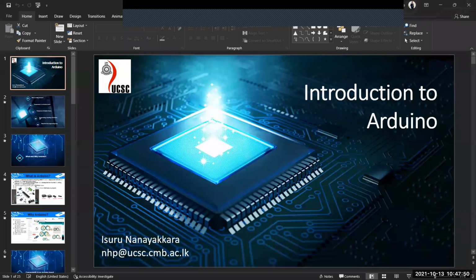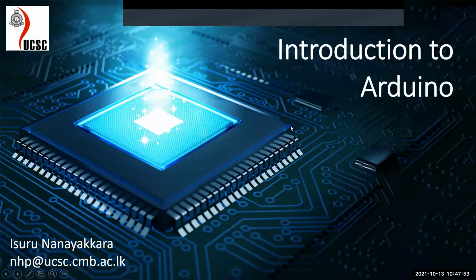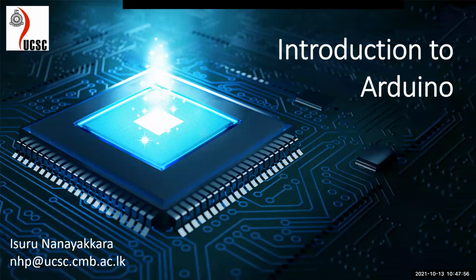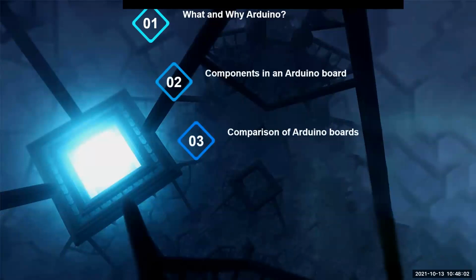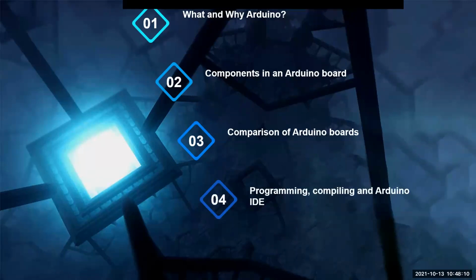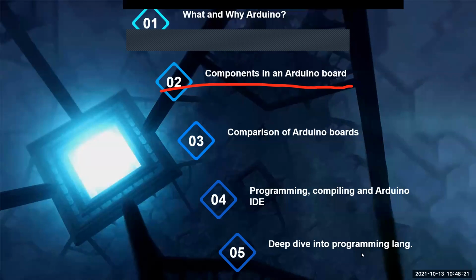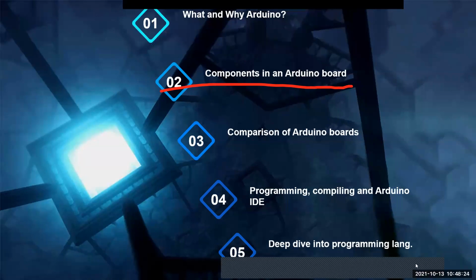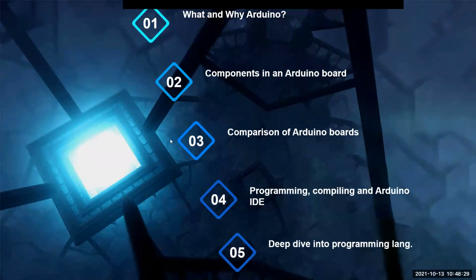So now we're going to discuss Arduinos, right? So what is this? The roadmap will look like this. First we discuss what Arduino is and why we need it, then some components of the Arduino board, then the comparison, how to program and compile some code, then a deep dive into the programming language, right? Today we're going to discuss up to this point, only the components. Then in the next lecture we can do the interactive part.